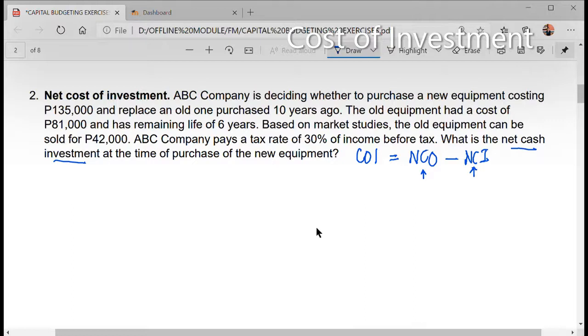Okay, so first you need to get the net cash outflow. What would be our net cash outflow here? This would be our investment, the expense, which is 135,000. Then we need to get the net cash inflow.